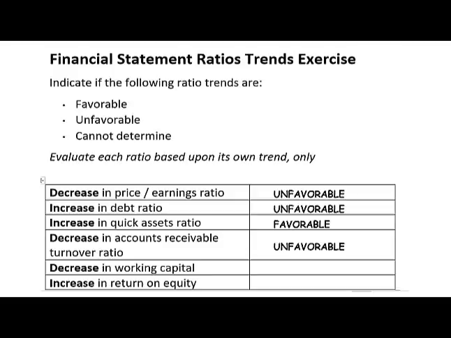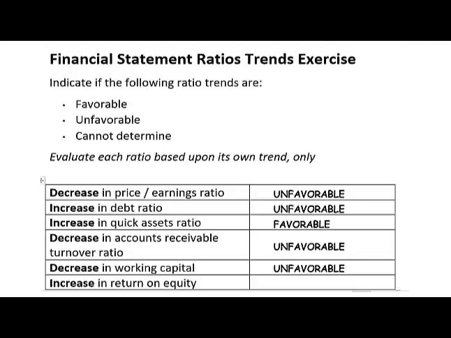The next to last one is a decrease in working capital. That can be defined as the value of your current assets minus your current liabilities. So if you used all of your current assets to pay off your current liabilities, what's left over in the current assets would be considered your working capital. So as your working capital grows, it means that your current assets over current liabilities is also growing. So an increase in working capital would be favorable, and the opposite, a decrease in working capital, would be unfavorable.